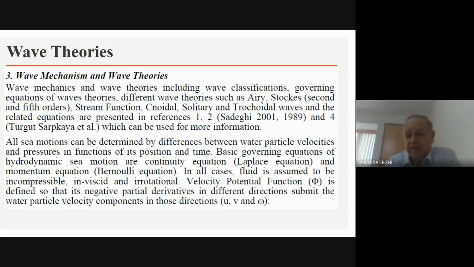As a general statement, all sea motions can be determined by differences between water particle velocities and pressure. Therefore, always the difference and changes between velocity of wave particle and pressure, V and P, as a function of position, x, y, z, and also time, t. Therefore, it depends on what is the location and what is the situation for different functions of x, y, z, and t. You can find all the motion parameters that you want: velocity, acceleration, movement, displacement, everything, vertical, horizontal.